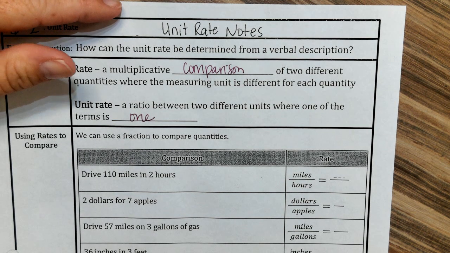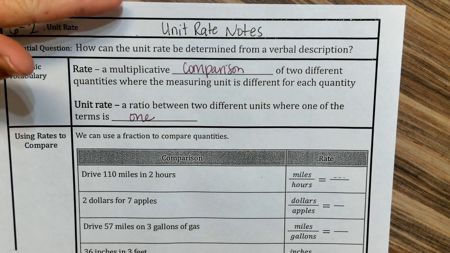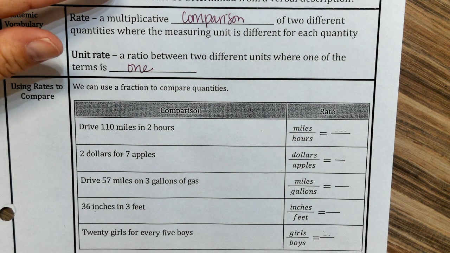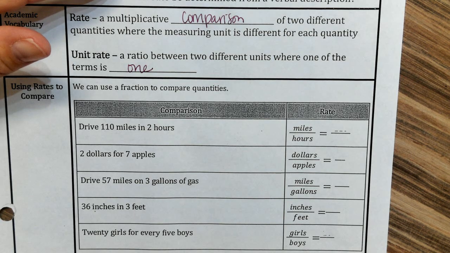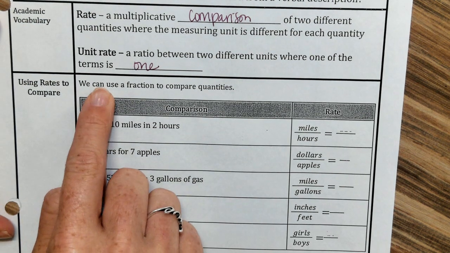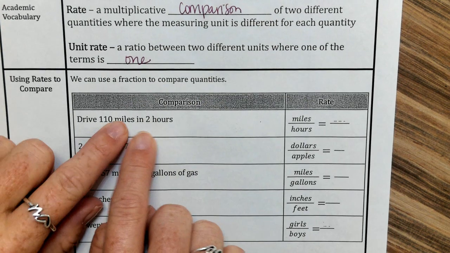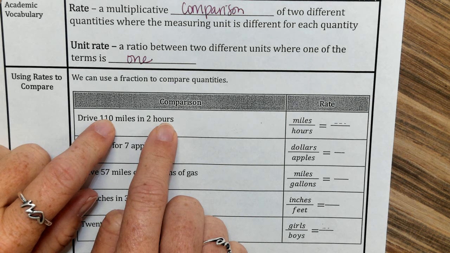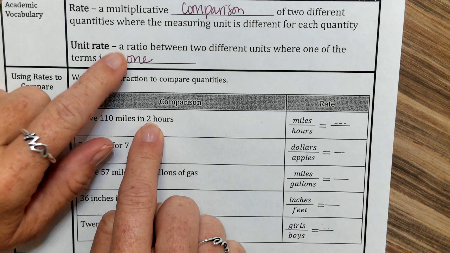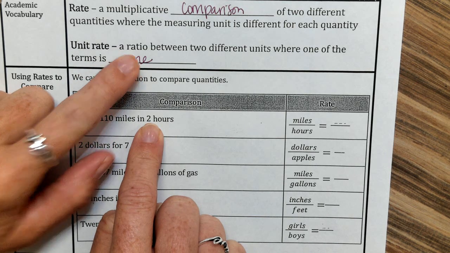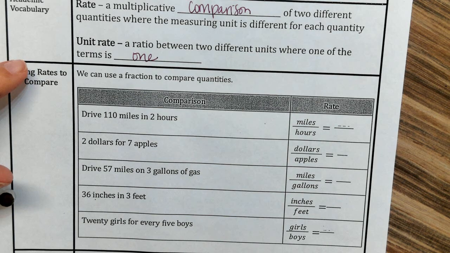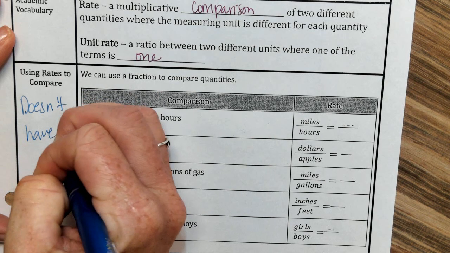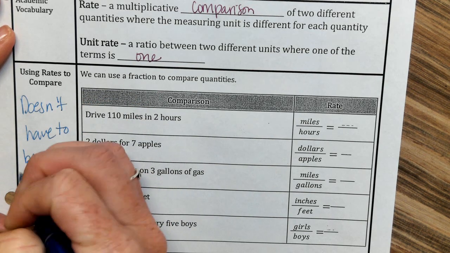And I will explain the difference. Unit rates are found by dividing. Rates are found by making the ratio. So, you can use a fraction to compare quantities. So here we're comparing miles and hours. This is not a unit rate because the second quantity is 2, and to be a unit rate it would have to be 1. This rate doesn't have to be simplified.